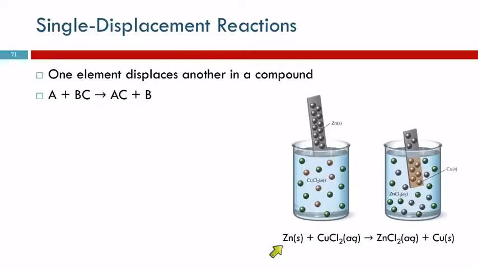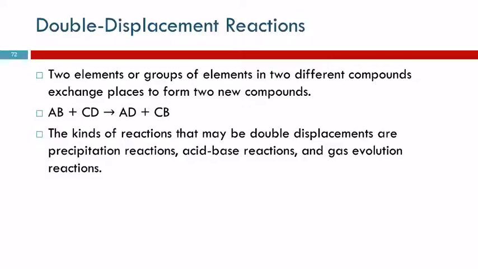Single displacement, here's an example of that. If you take a piece of zinc metal and stick it in a solution of copper chloride, the chloride thinks that zinc is cooler, and so the zinc leaves with the chlorine, zinc gets the girl, and copper is left by himself. Single displacement. Two elements or groups of elements exchanging places, that's the double replacement. And we see this with precipitation reactions, acid-base reactions, and gas evolution reactions.